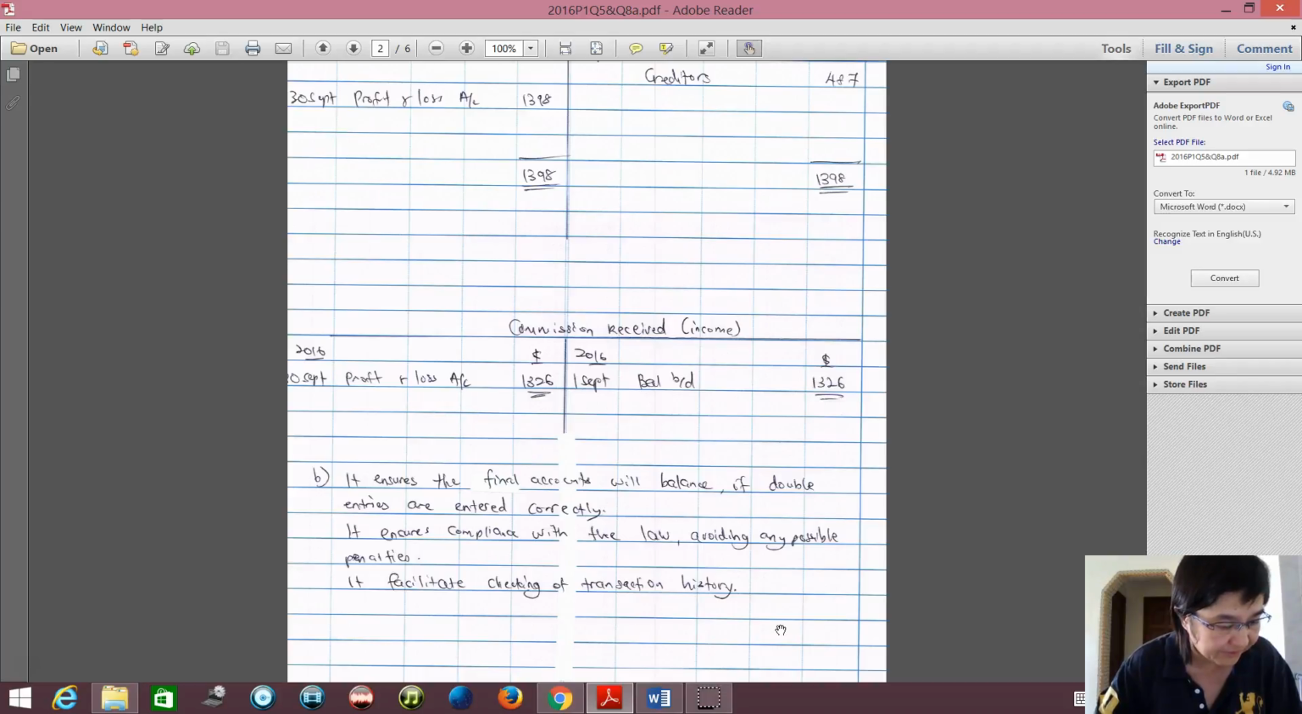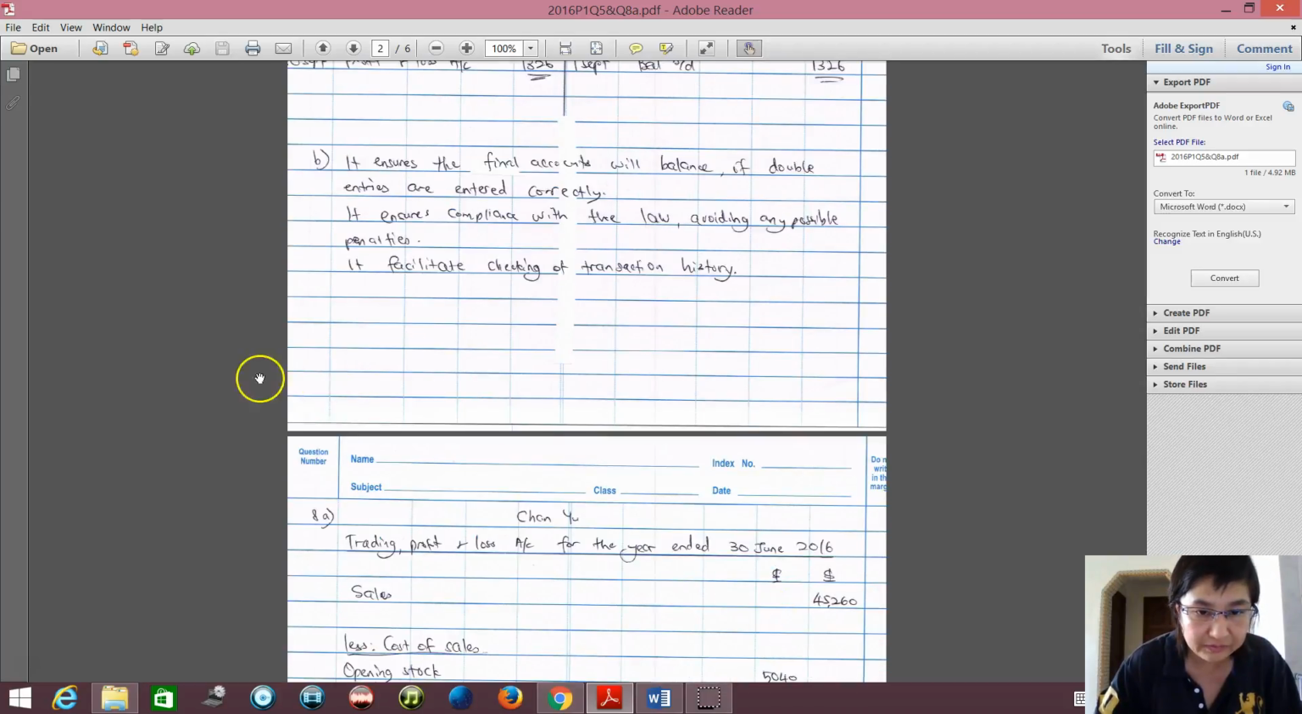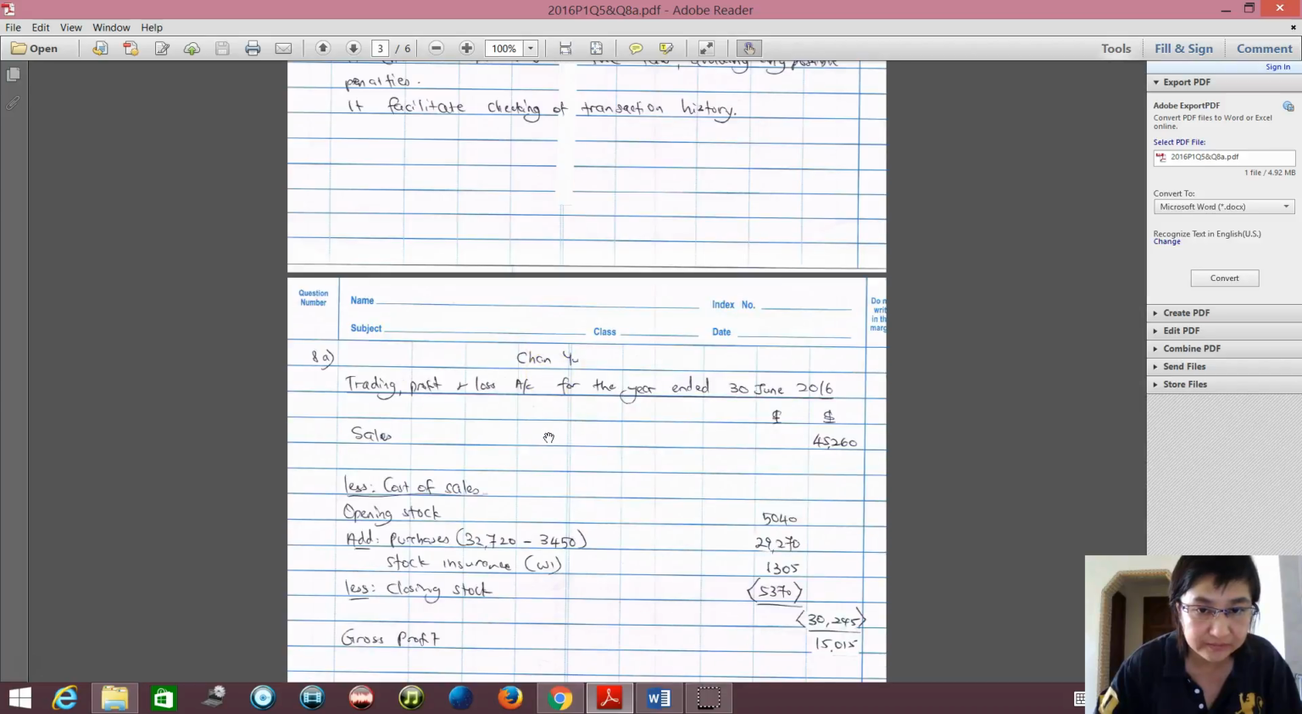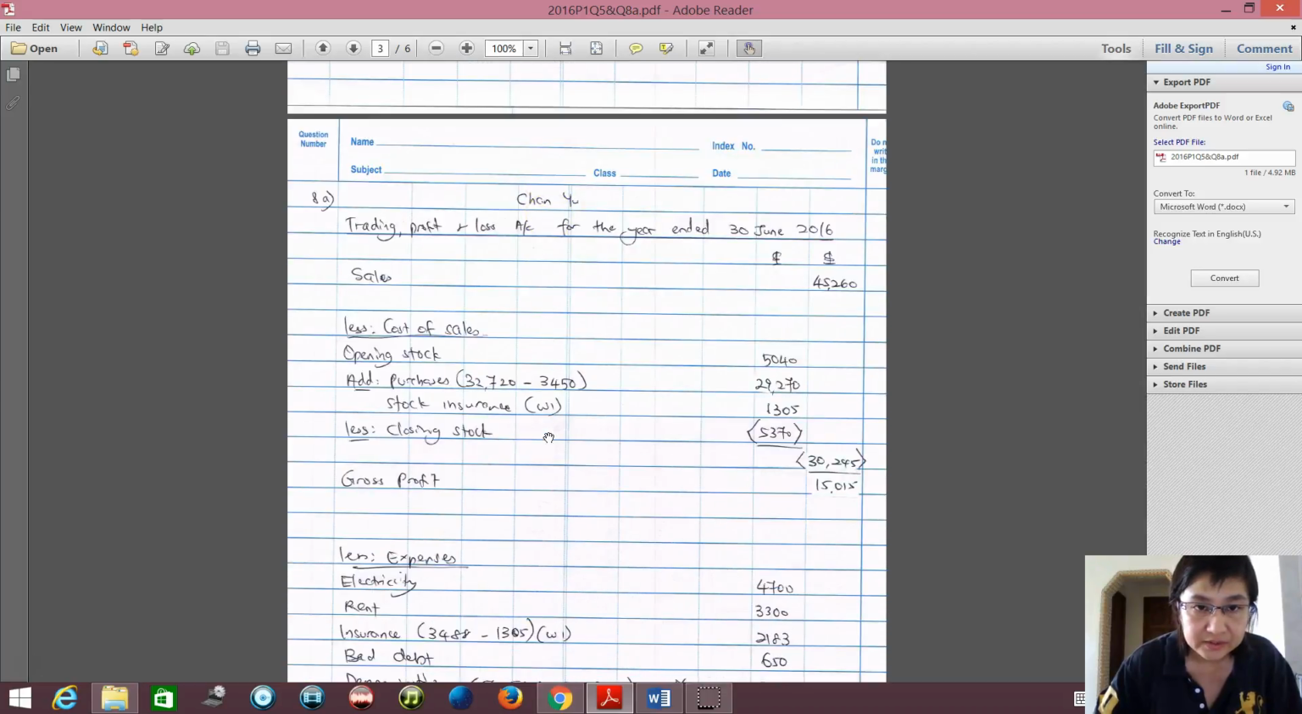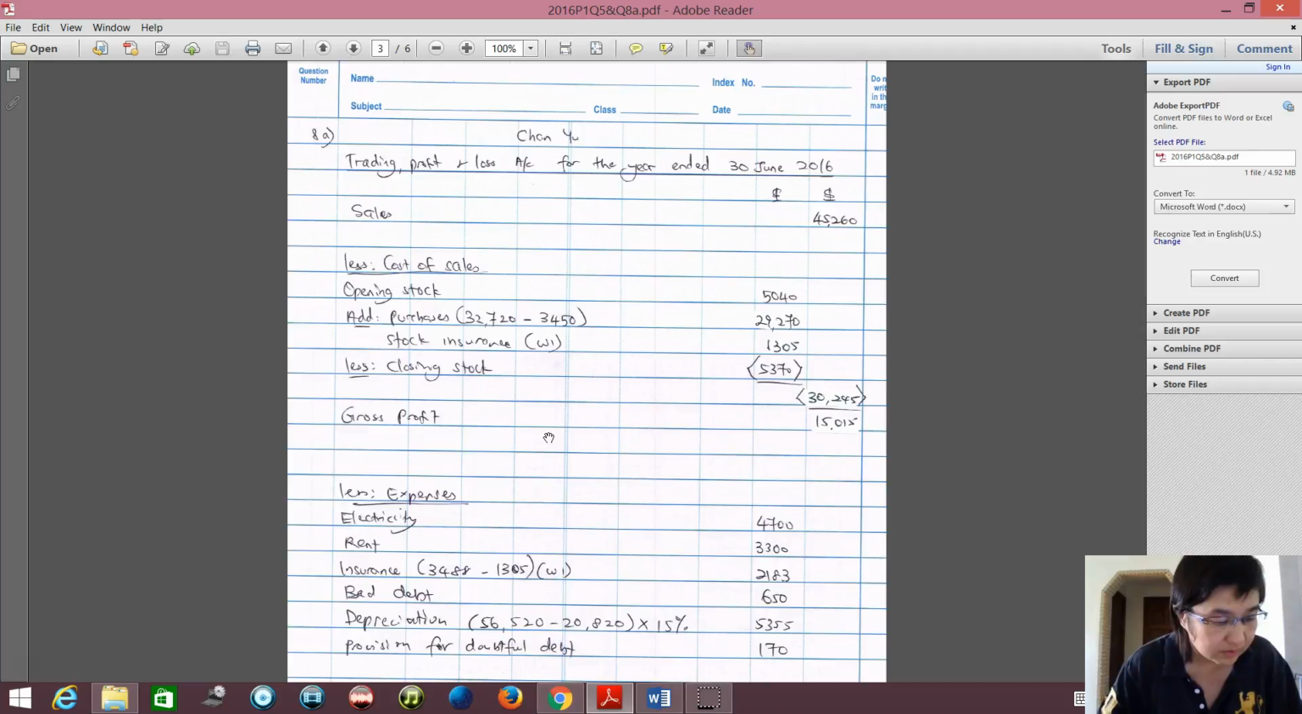Okay, the other question that students find confusing or a bit difficult is question 8. I won't go through all the questions. Question 8 is one of the more difficult questions, so I have it here. The difficult part could be the slightly more complicated additional information.